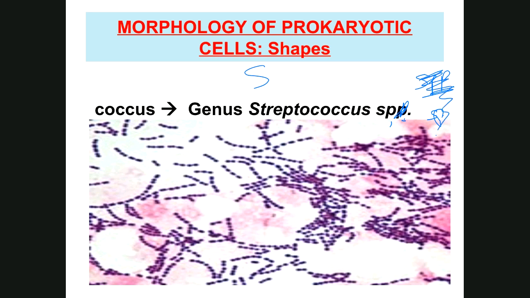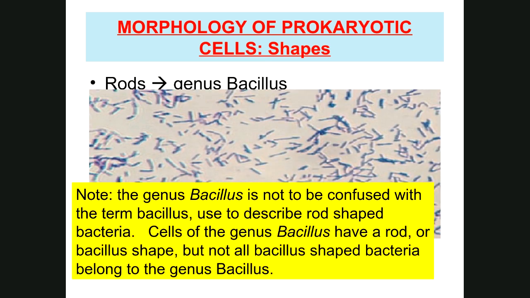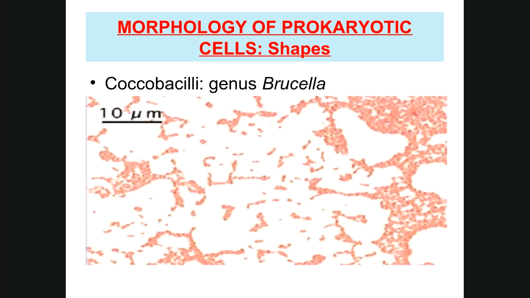In this case, if SPP means all species, that would make sense because all the species in this Streptococcus genus are going to be cocci. There are no exceptions. We're talking about every single species. So let's say for now that that's what that means, and then I'll investigate further.